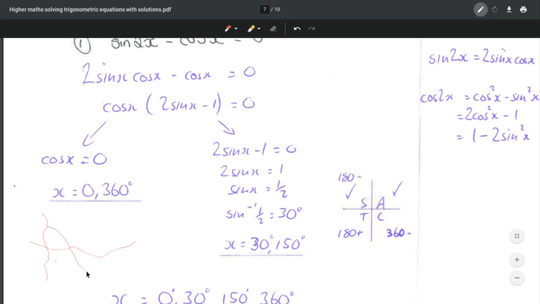So the cosine curve does that. Okay, so it should be crossing at 90 degrees and at 270 degrees. That's when the cosine curve's at a height of 0. So that answer and that answer are both incorrect. So that would be 90 degrees and 270.